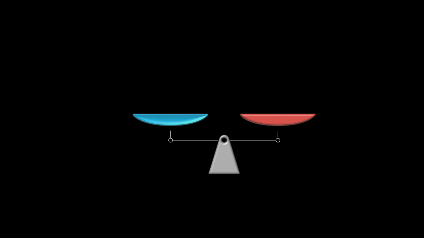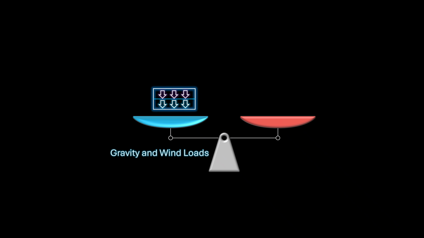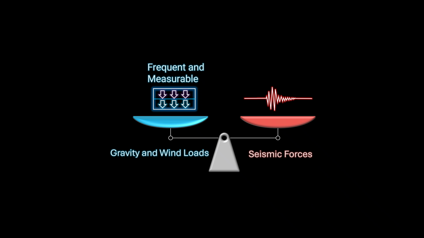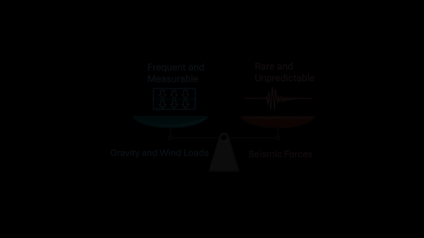This philosophy of risk-informed design leads us directly to a critical question. What level of earthquake should we design for? For gravity or wind loads, design forces are derived from relatively frequent and measurable conditions. On the other hand, seismic forces used in design originate from rare, unpredictable events.